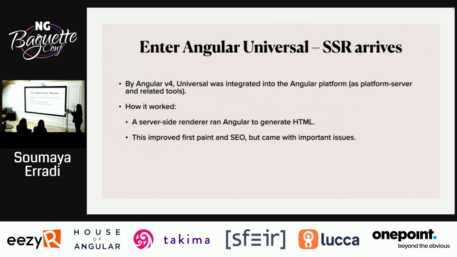In Angular version 4, Angular Universal was integrated into the Angular platform with the package platform-server, and some tools that allow you to use this package with the help of Angular to solve some issues that came at the start of Angular Universal. So you had a server-side renderer that would run Angular to generate the HTML that we need for the first load. With this, we can improve SEO and have some performance for the initial state of our application.